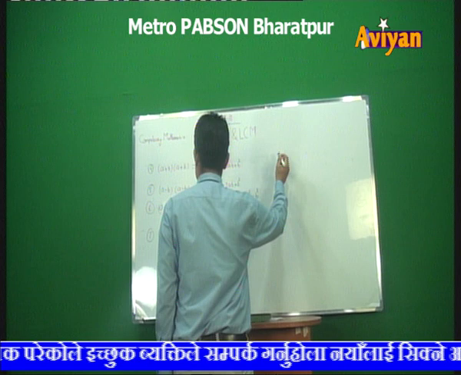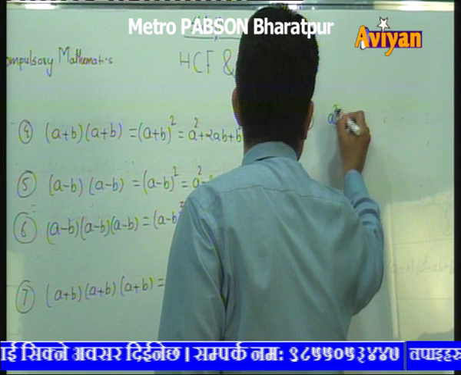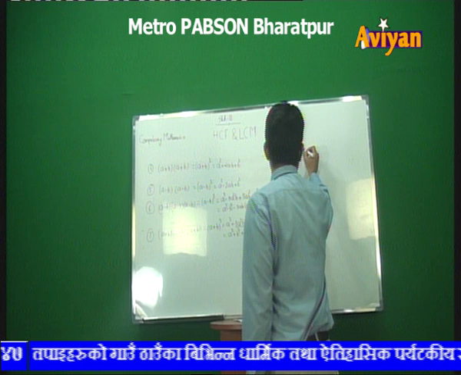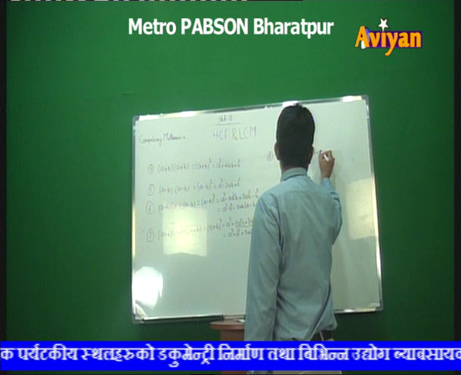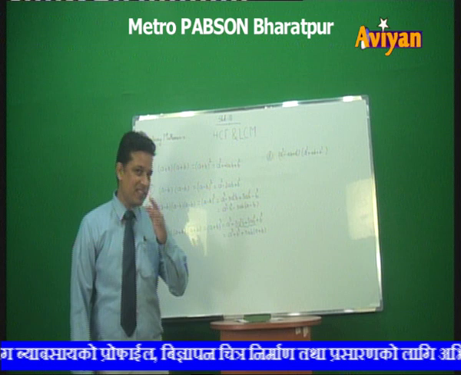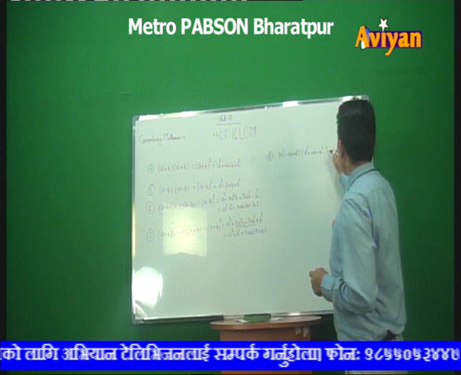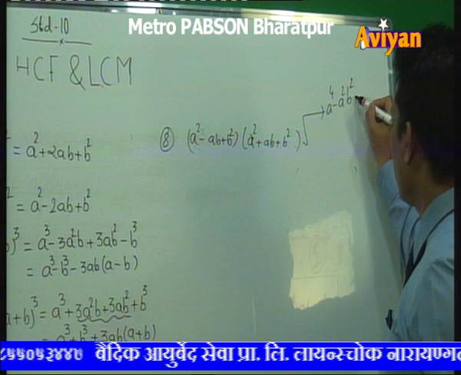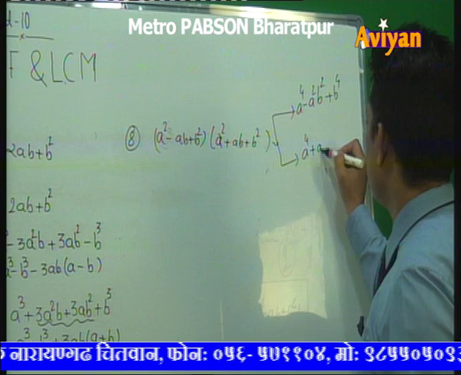Actually, this is not the formula. This is not the formula, but most of the students get confused with this product. Like, if I tell you to write what may be the result, some of you obviously will write A4 minus A square B square plus B4. And some of you may write B square plus B4.